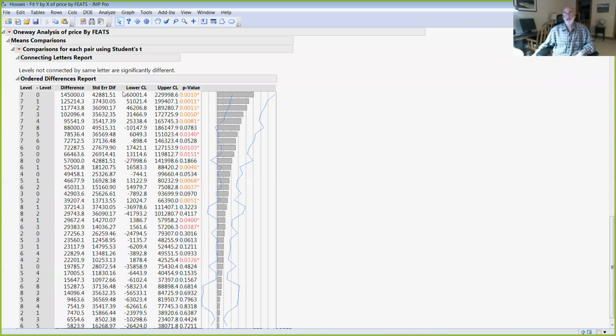Here are all the pairwise comparisons shown, along with how big the difference is, the standard error associated with it, a 95% confidence interval for the difference, and it designates a p-value for each of these separate t-tests and color codes. The orange are less than 0.01. The red are between 0.01 and 0.05, and the black are above 0.05. So it's a measure of, in a sense, how strong the signal is compared to the noise, and then there's a graph that goes along with that.